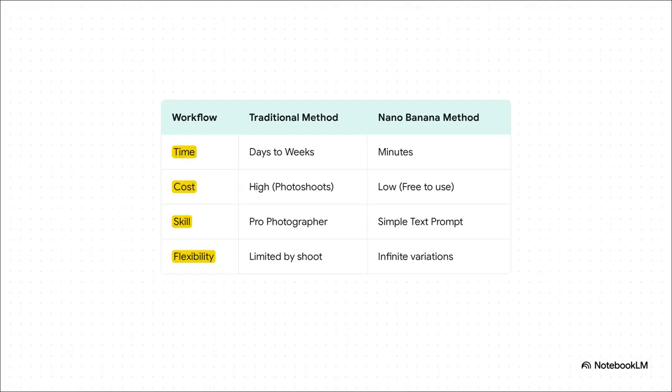And for businesses, especially anyone in e-commerce, the difference is just insane. A traditional product shoot takes weeks, costs a ton of money, and you need a whole crew. With this, we're talking minutes. It's basically free. You can take one single photo of your product and instantly create a whole carousel of shots, putting it in any scene you can possibly dream up.